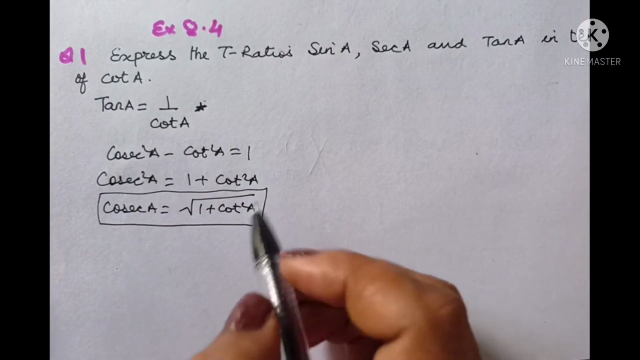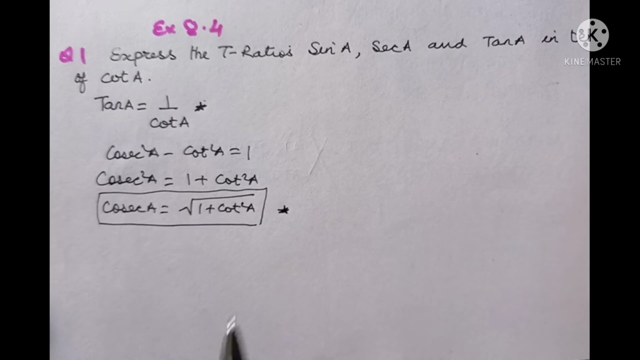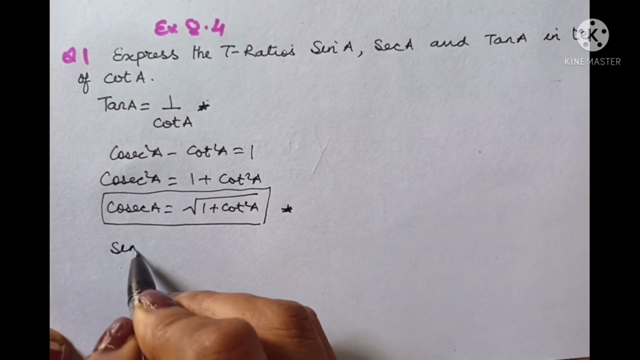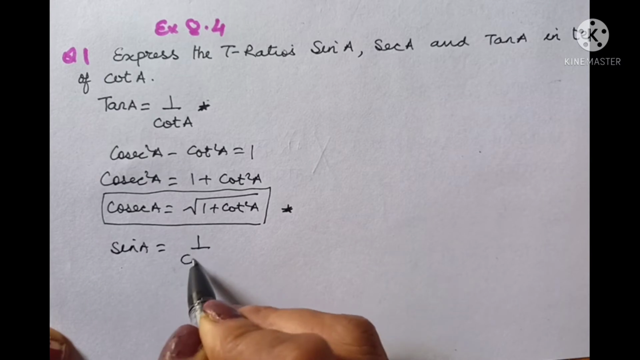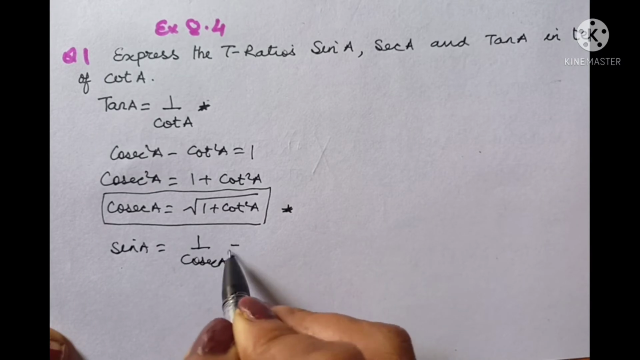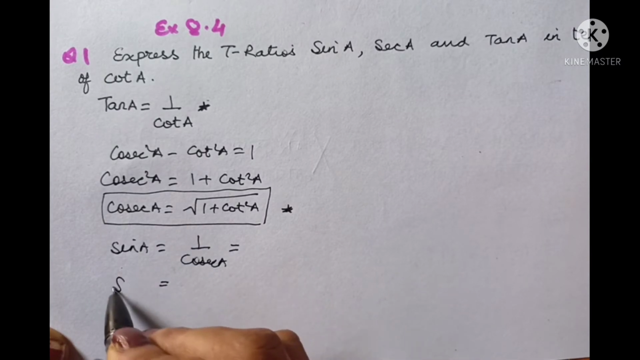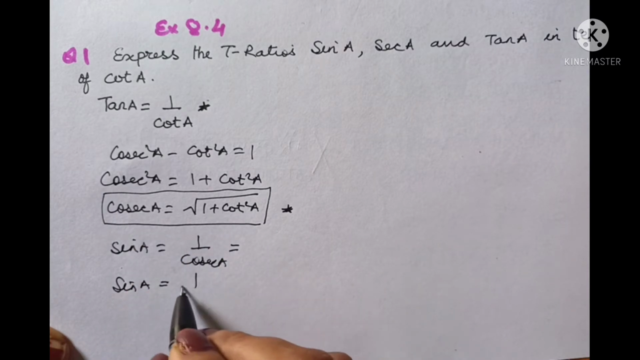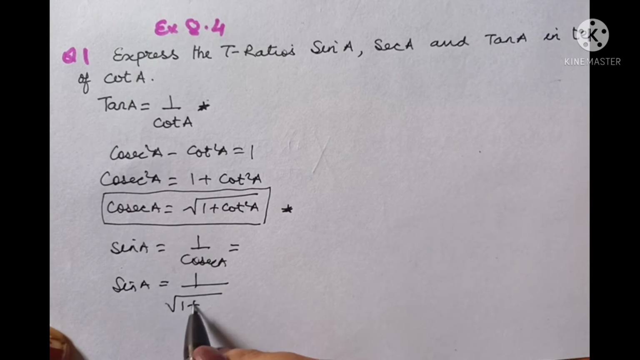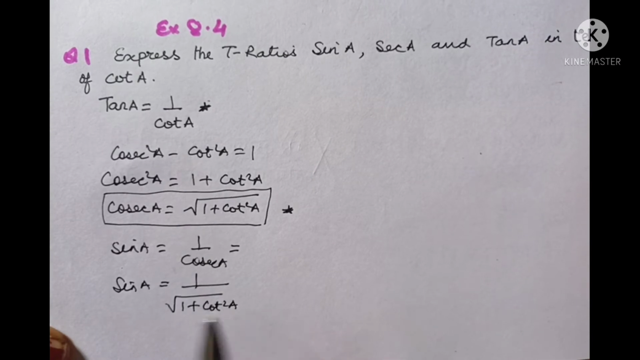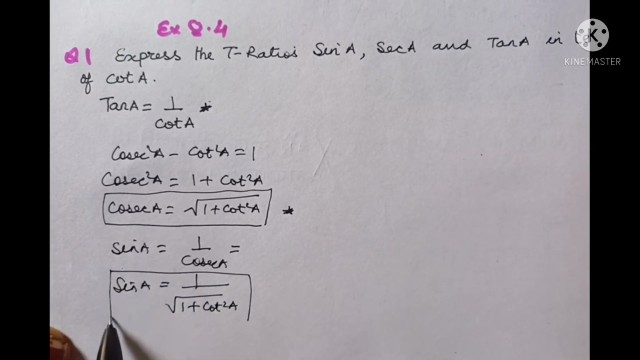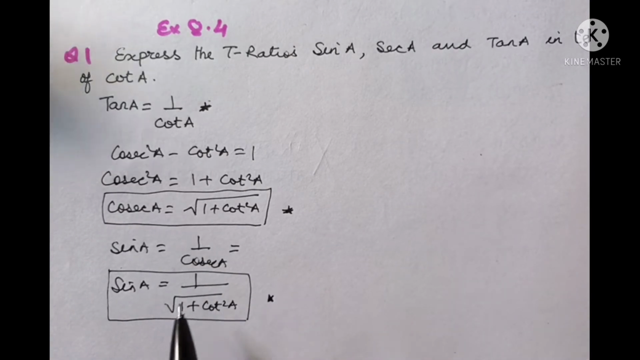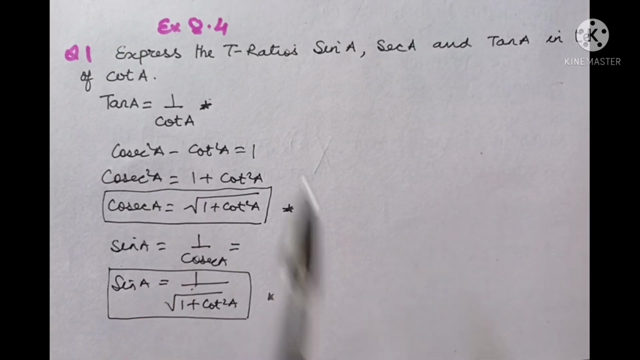So we are done with tangent, we are done with cosec. Now let's go to the reciprocal of cosec. We know that sine A is 1 over cosec A. So sine A can be written as 1 over cosec A, and cosec A is root 1 plus cot square A. So I get 1 over root 1 plus cot square A. So we are able to write sine A in terms of cot A. Now we are done with sine A, cosecant A and tangent A.